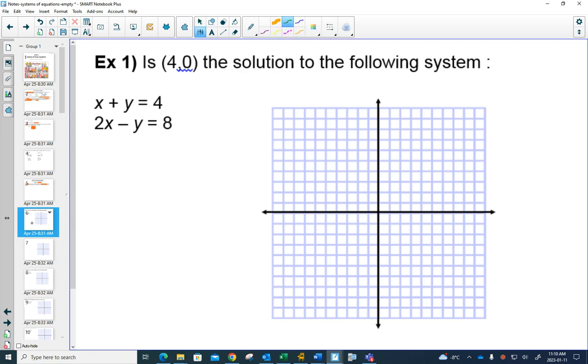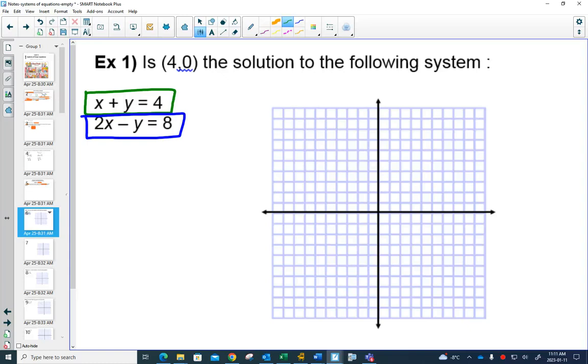So what I'm going to do is color code. I'm going to use a green box around the first equation and a blue box around the second equation. Both of those are not easy to graph in this form. Maybe I want to change them to y equals mx plus b. Or maybe I want to do a table of values.